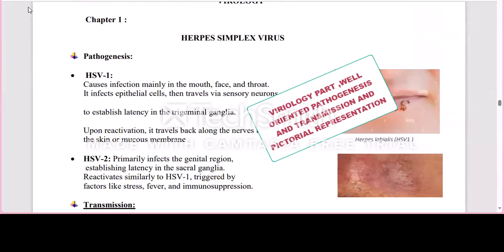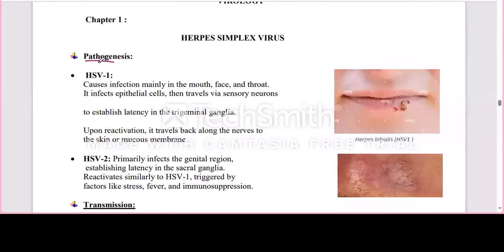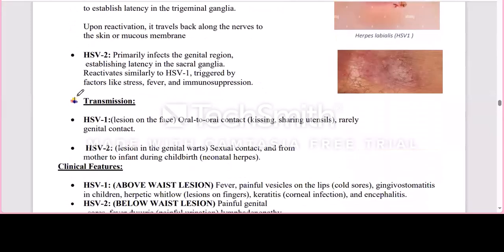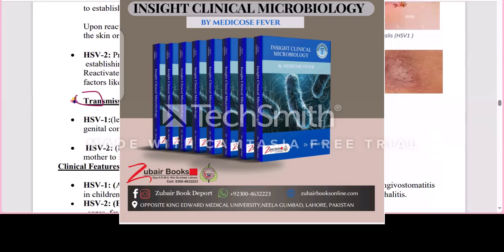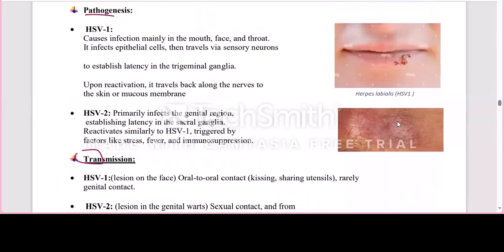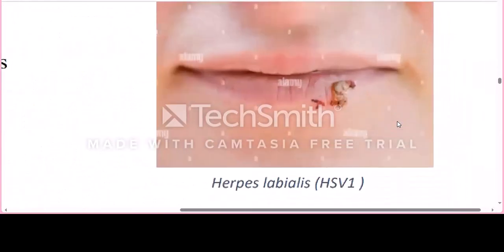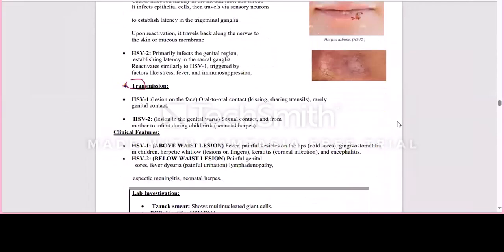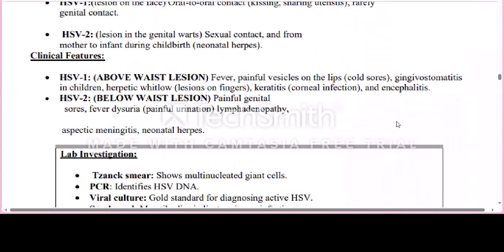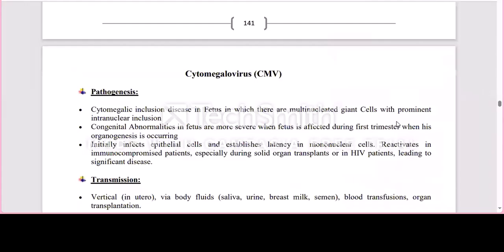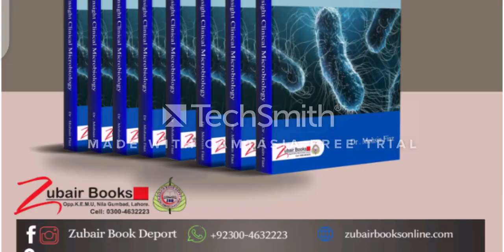This is the virology part, and again, as in bacteriology, pathogenesis is mentioned, and transmission is very important and asked in MCQs. You can see in the representation herpes labialis, so you can remember it well with the pictorial representation. These are clinical features and lab investigations, mentioned for each virus that is important. You can see the pictorial representation.